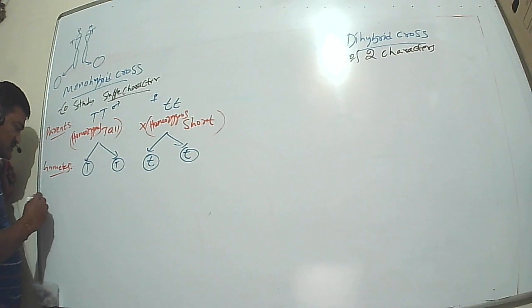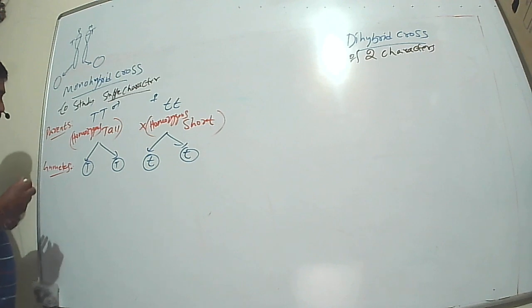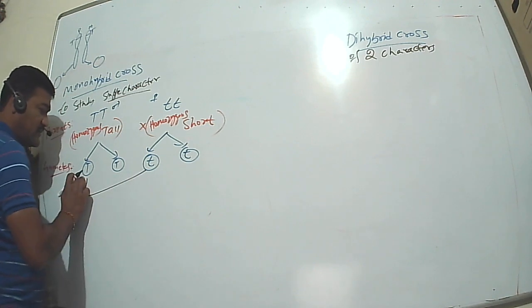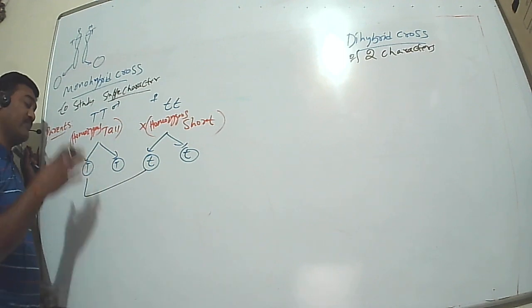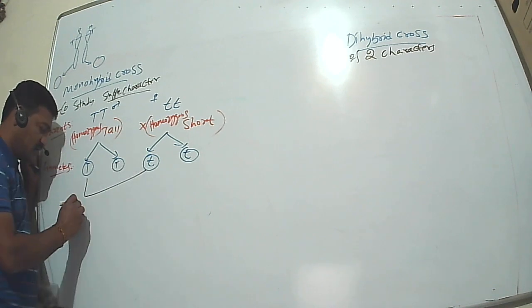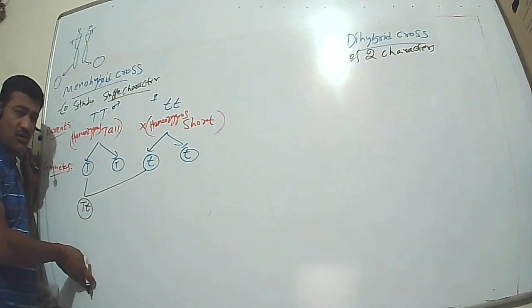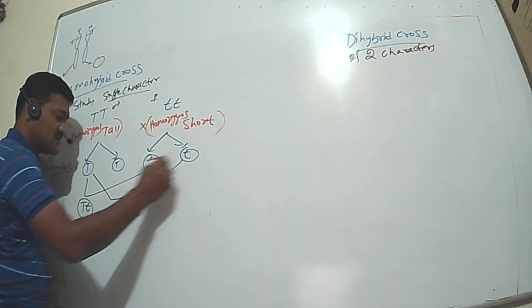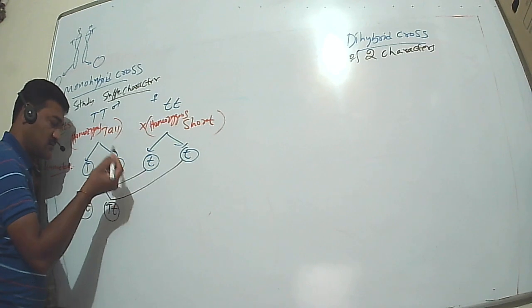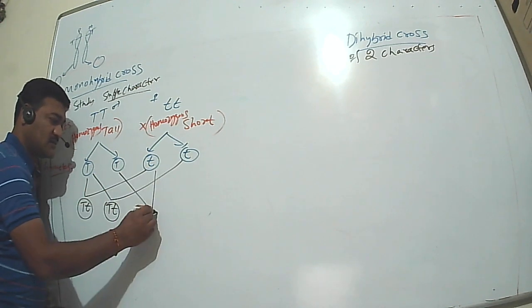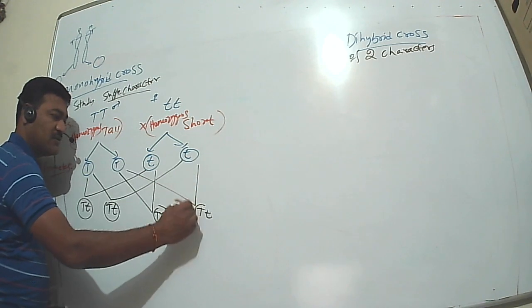Now what are the possible fertilizations? Meaning, if this male gamete fertilizes with this female gamete, we're looking at the probabilities, whatever combinations I can get. If this male gamete fertilizes with this female gamete, I get a capital T, small t zygote, and that will develop into a tall plant. What if this fertilizes with this? Again, I get capital T, small t. And if this male gamete fertilizes with this female gamete, I get again capital T, small t. And if this fertilizes with this, I'll again get capital T, small t.